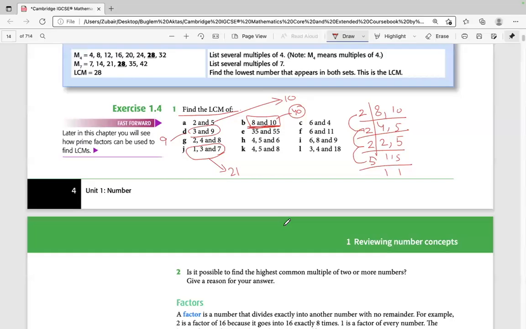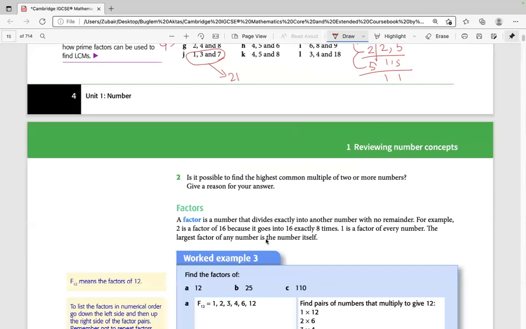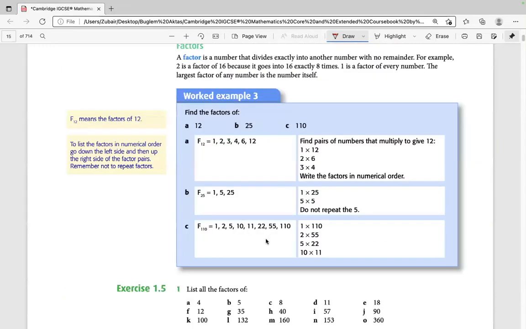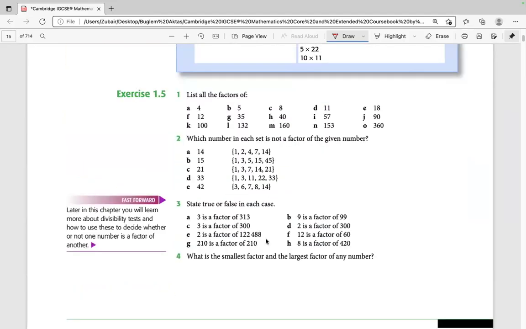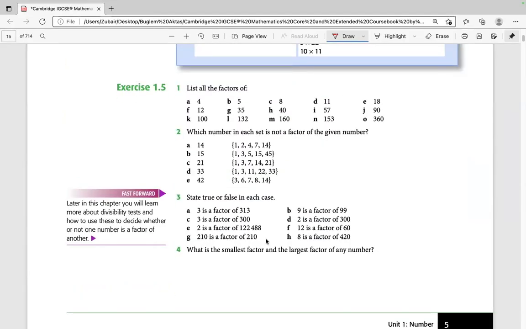Do we have any questions about the factors? Factors of 12 are 1, 2, 3, 4, 6, and 12. Any kind of issue in this factor thing? No. Very good. LCM of given numbers. Any issue in finding the LCM? No.